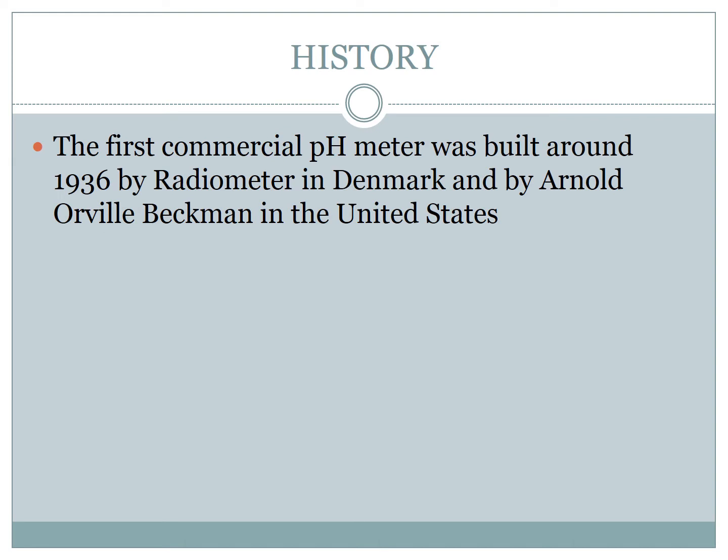The first commercial pH meter was built around 1936 by Radiometer in Denmark and by Arnold Orville Beckman in the United States. This is the history. In the year 1936 it was built by scientists in Denmark. After that, in the United States, one more scientist, Arnold Beckman, built the same.